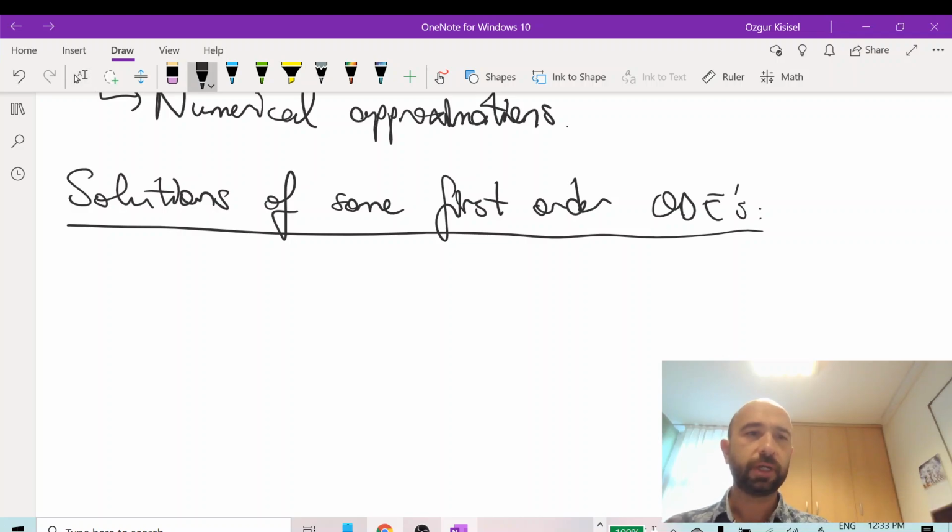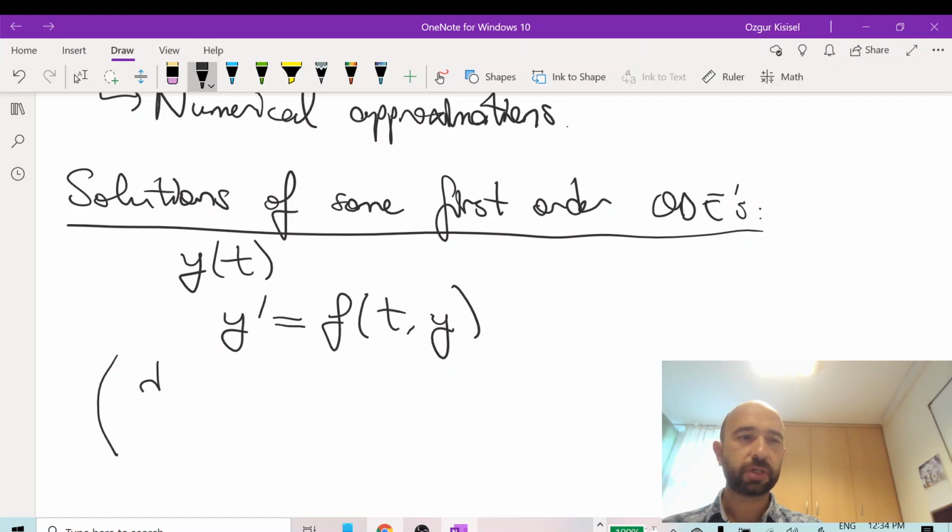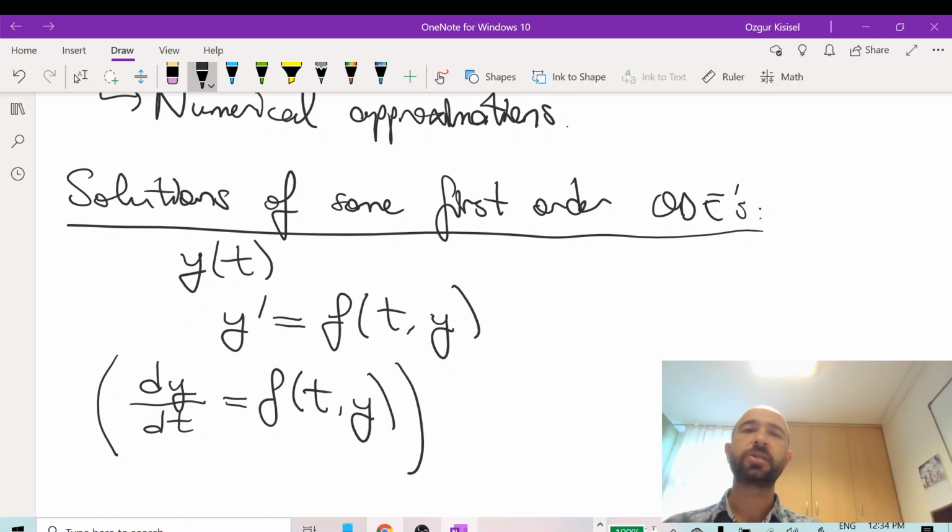In general, it will look like this. So let's say our variable is y, dependent variable, and the independent variable is t. So the equation will look like this: y prime equals something, and that something will be a function of t and y. Or another notation, instead of y prime, sometimes people write dy by dt. It just means the same thing.